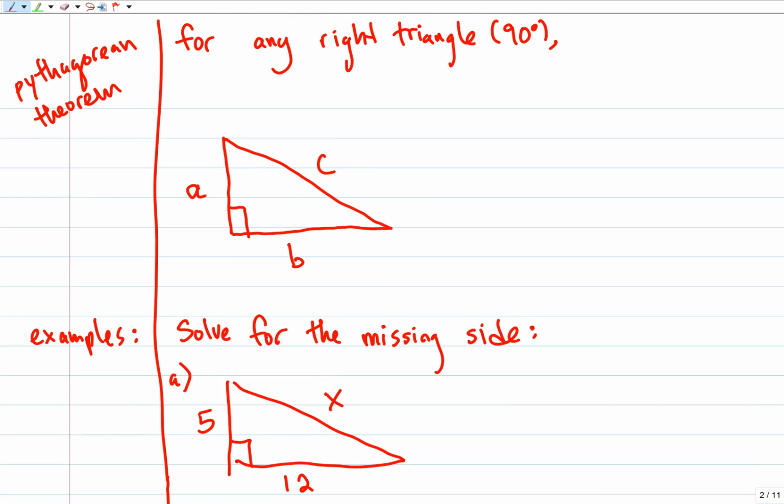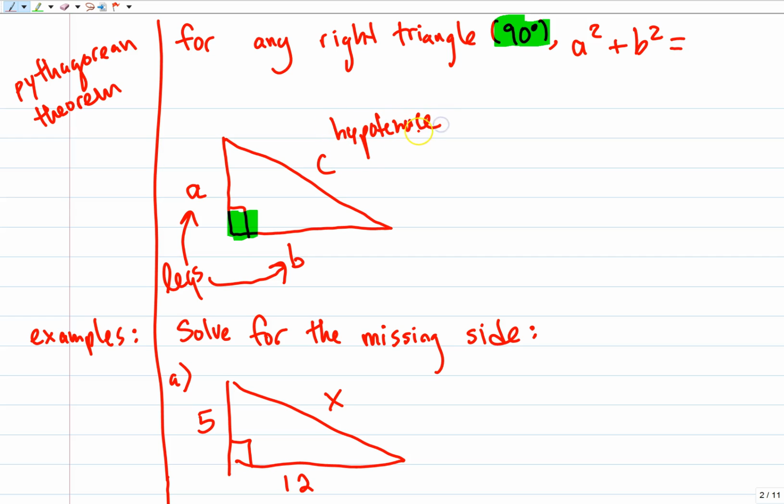The next thing we're going to deal with is what's called the Pythagorean theorem. Basically, for any right triangle, a right triangle has a 90-degree angle, the sum of the legs squared, the legs are the two smaller sides adjacent to the 90-degree angle, a squared plus b squared, is equal to the hypotenuse squared. The hypotenuse is the largest side, opposite the 90-degree angle.